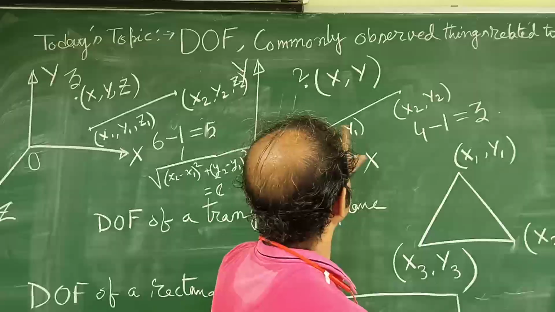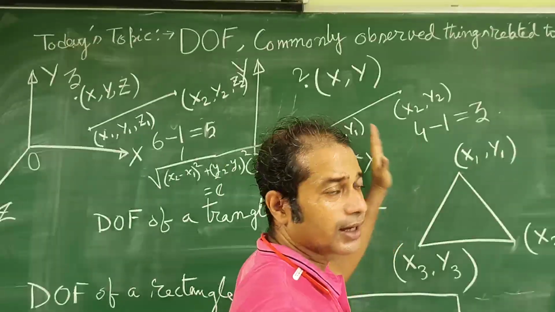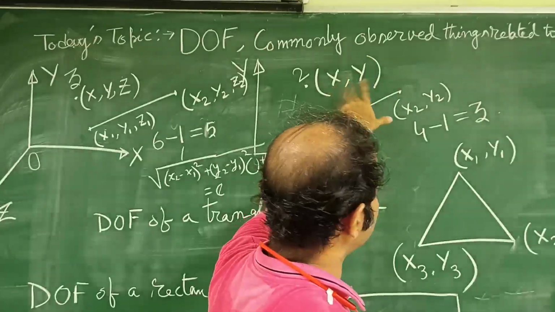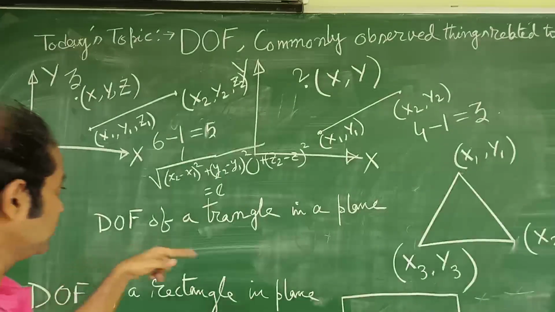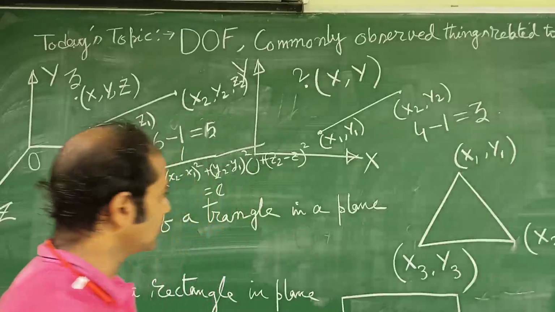Now over here, this straight line can translate in x, can translate in y, and it can rotate about the z axis. With this basic idea, we will go on to the degrees of freedom of a triangle in a plane.